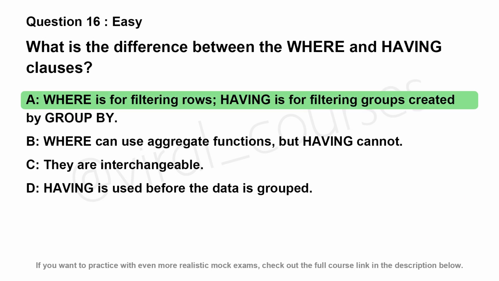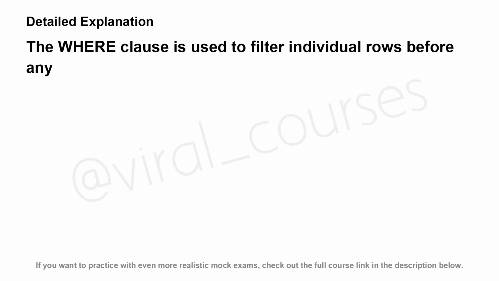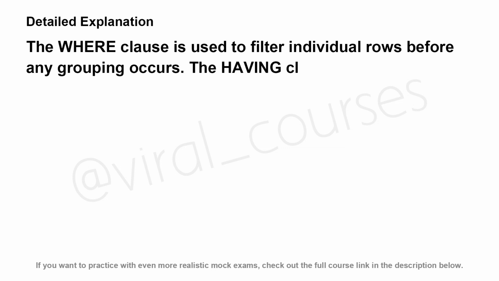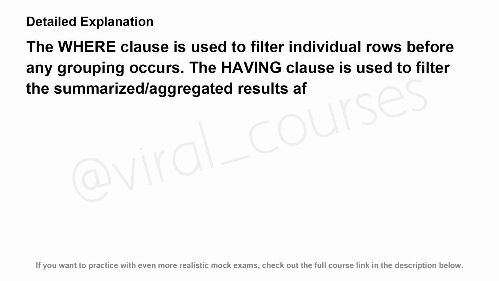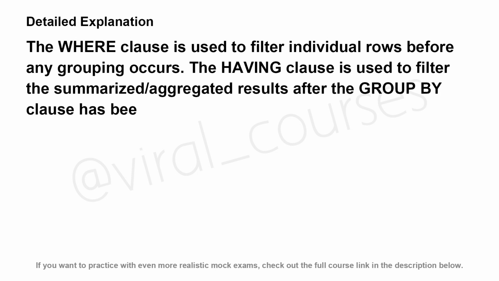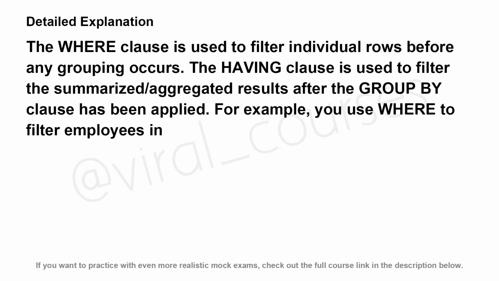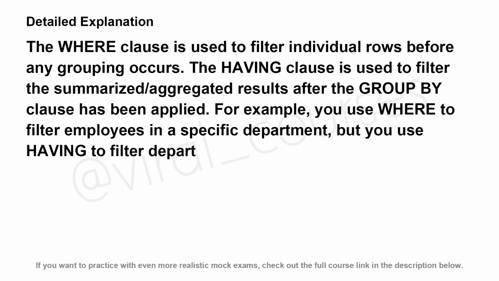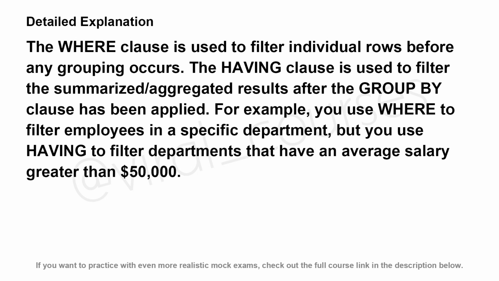The correct answer is A. The where clause is used to filter individual rows before any grouping occurs. The having clause is used to filter the summarized, aggregated results after the group by clause has been applied. For example, you use where to filter employees in a specific department, but you use having to filter departments that have an average salary greater than $50,000.